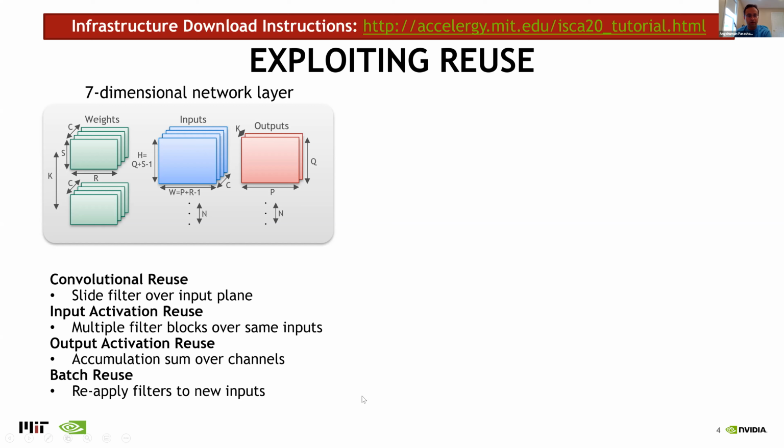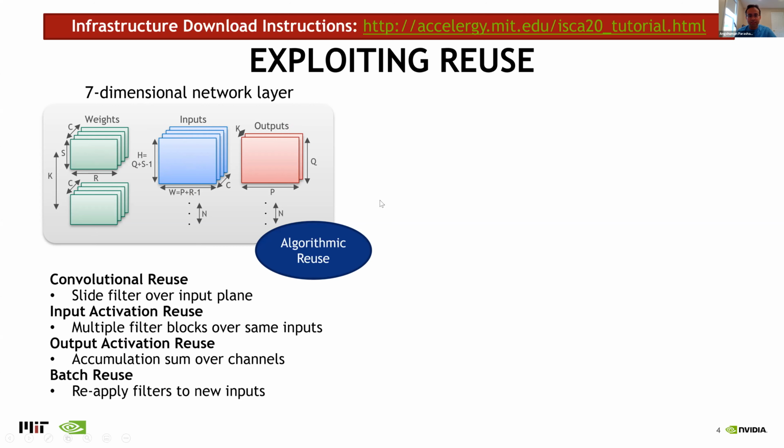This layer exhibits a variety of forms of reuse. There's convolutional reuse, which happens when you slide a filter across a plane. There's input activation reuse, when you apply multiple filters onto the same input activation. There's output activation reuse, when you accumulate partial sums over multiple channels. And finally, there's batch reuse, when you reapply the same filters to a sequence of inputs. These are forms of what we call algorithmic reuse.